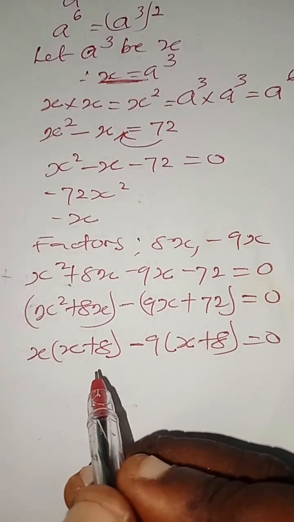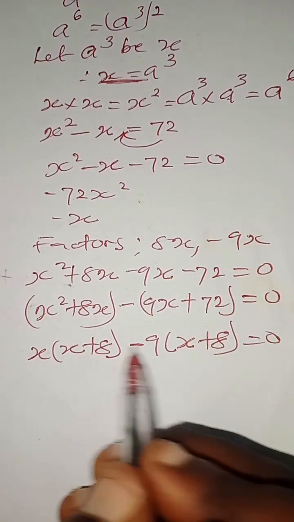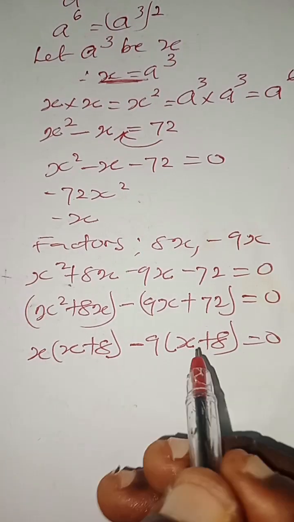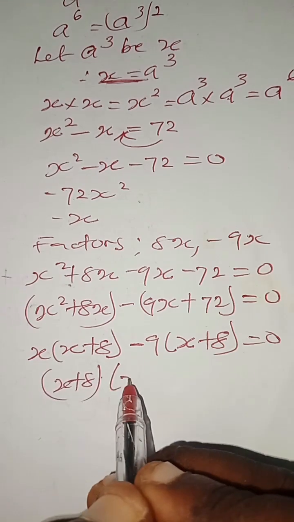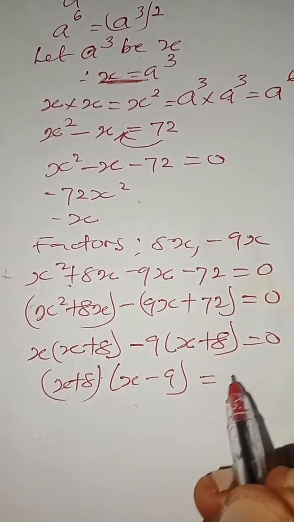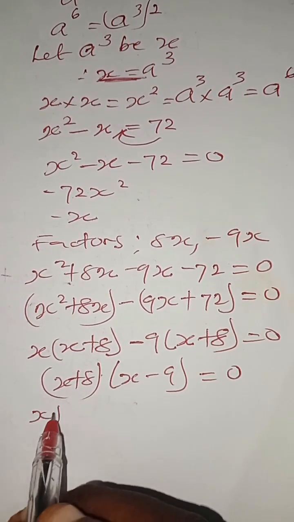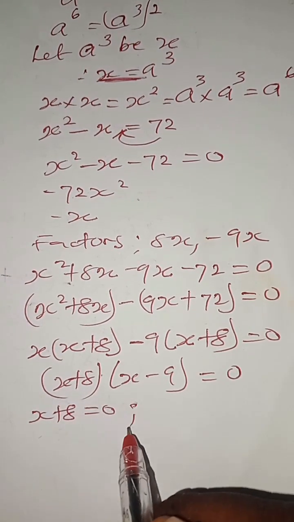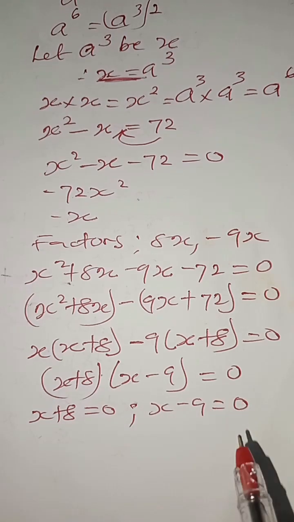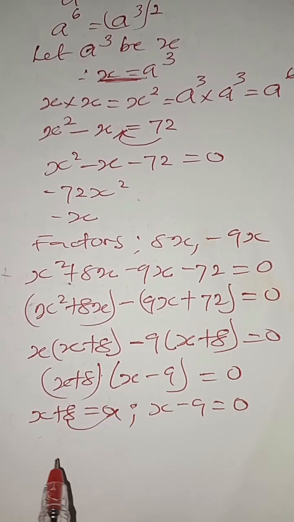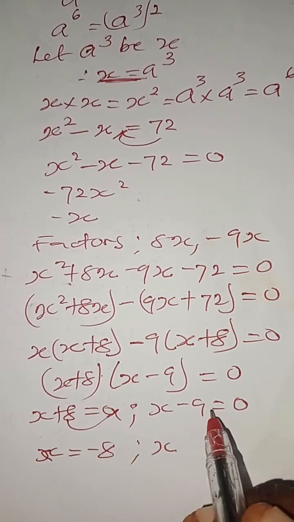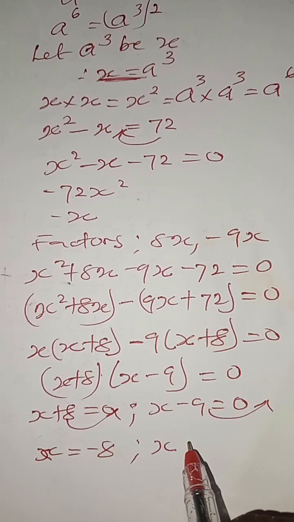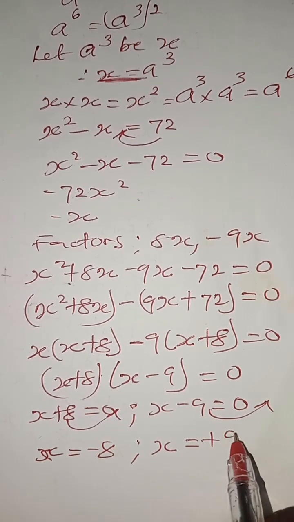So what's the next thing to do now? Now these are the same, so you take one of them, x plus 8, and x minus 9 equals 0. Now we have two equations. So transfer this one here: you have x is equal to minus 8. Then here, transfer this one here: x is equal to plus 9.